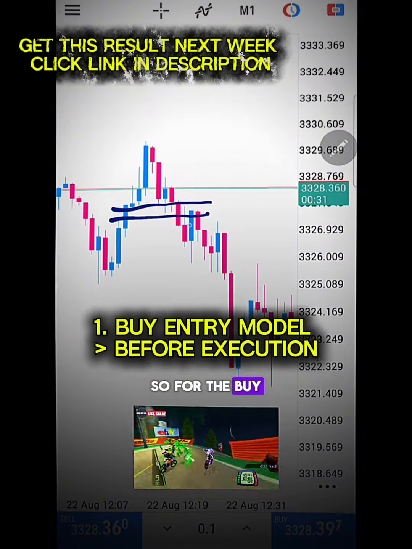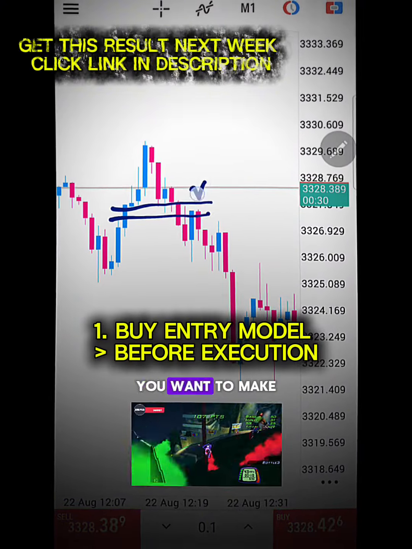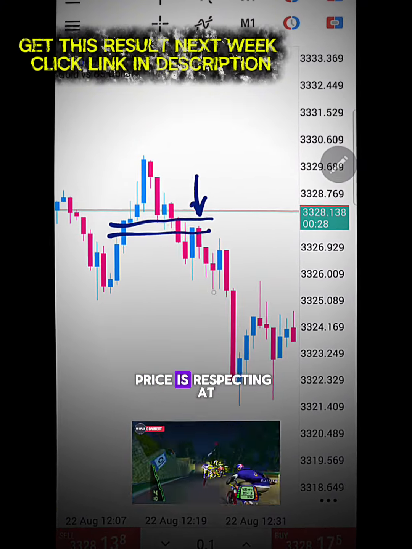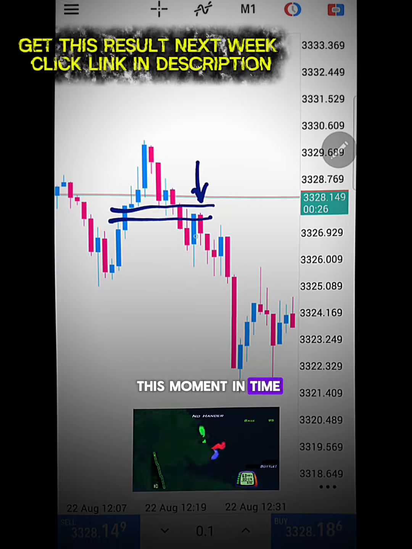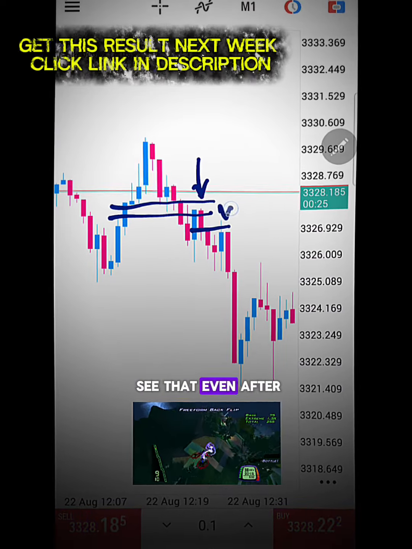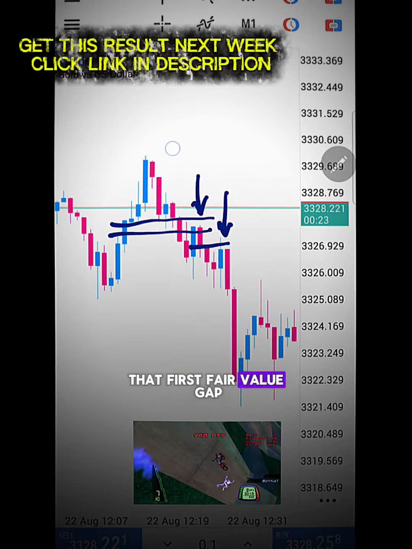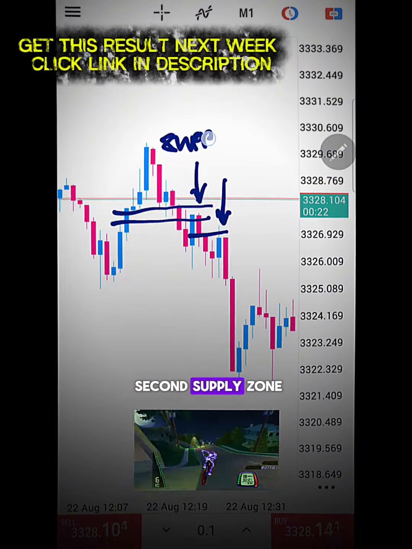So for the buy example, first thing first, you want to make sure there is a fair value gap price is respecting at this moment in time, and then you can see that even after price respected that first fair value gap, it was respecting that second supply zone.